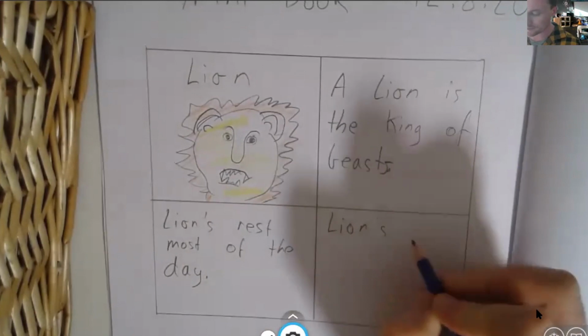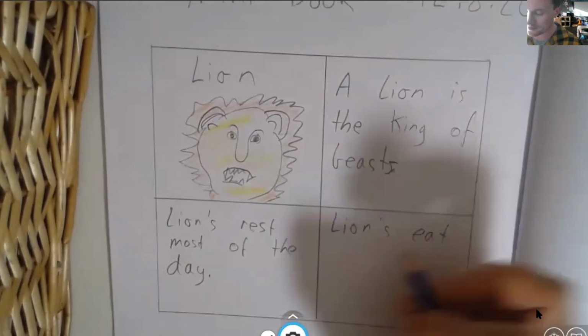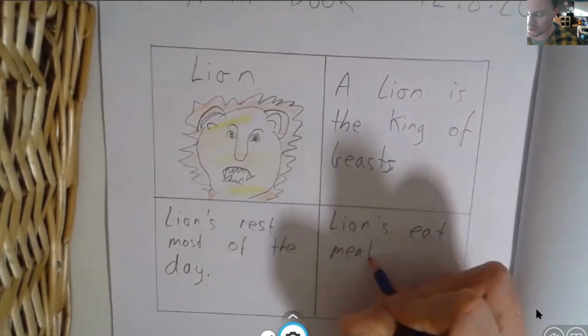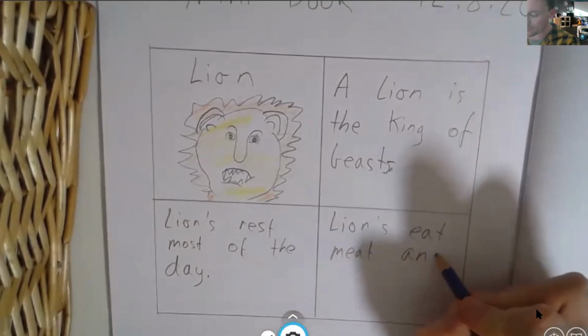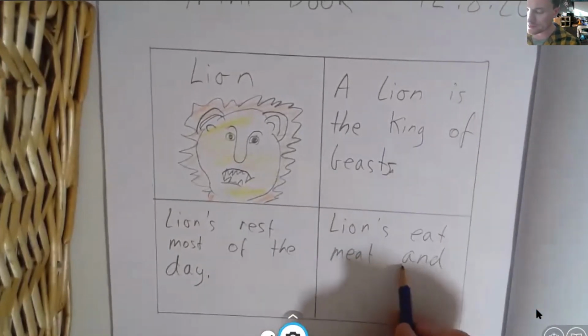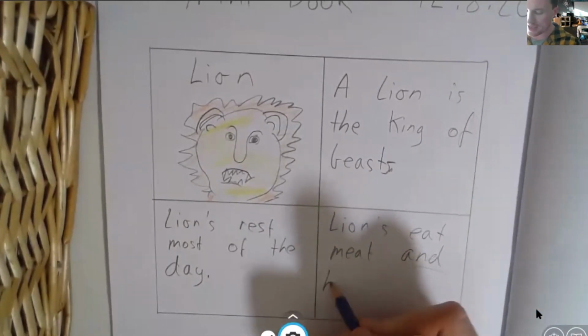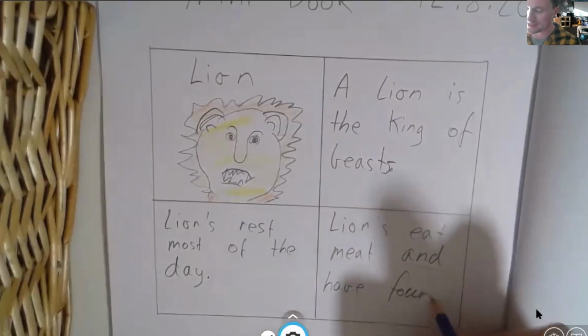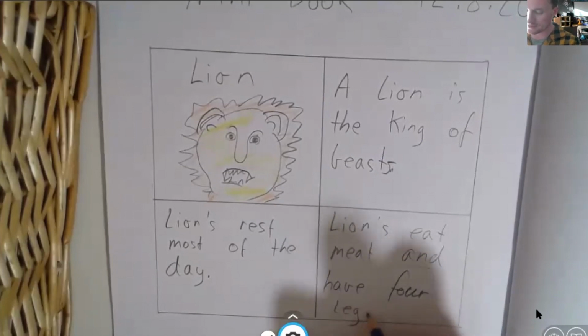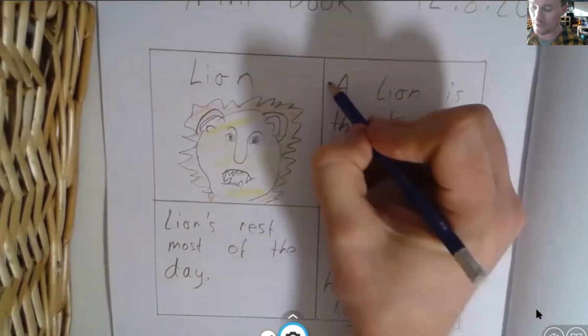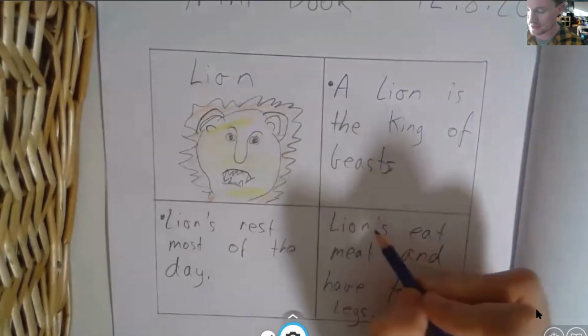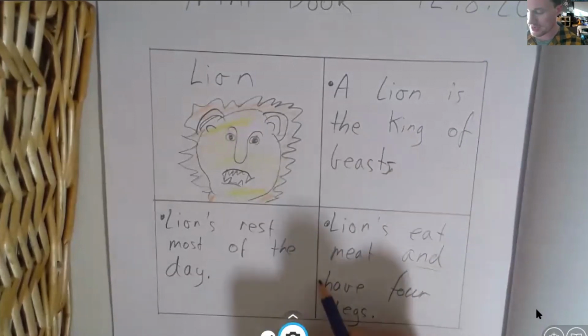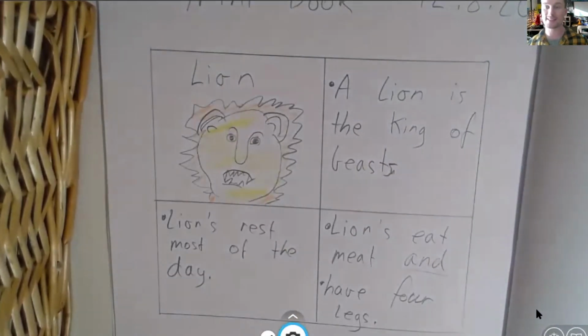Lions eat meat. And I'm going to join up that sentence and the connective and have 4 legs. So there you go. We've got 1 fact, 2 facts, 3 facts, and 4 facts. 4 facts in our little mini book about lions.